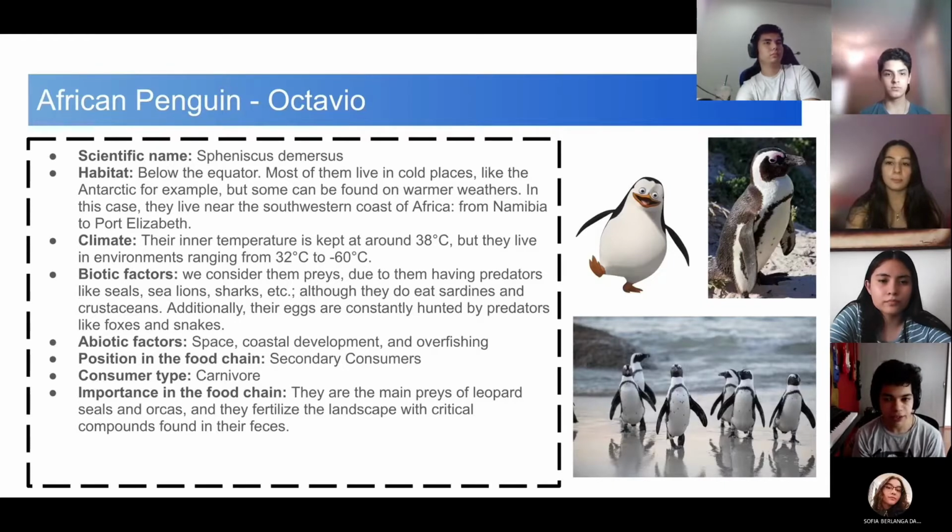The biotic factors: we consider penguins prey due to them having predators like seals, sea lions, sharks, etc. Though they do eat sardines and crustaceans. Additionally, their eggs are constantly hunted by predators like foxes and snakes. On the abiotic factors, there's space, coastal development, and overfishing. They are secondary consumers and they are carnivores because they eat fish. And their importance in the food chain is that they are the main prey of leopard seals and orcas, and they fertilize the landscape with critical compounds found in their feces.